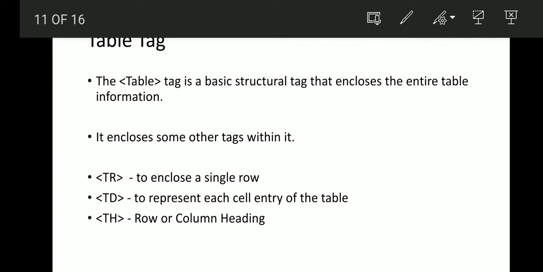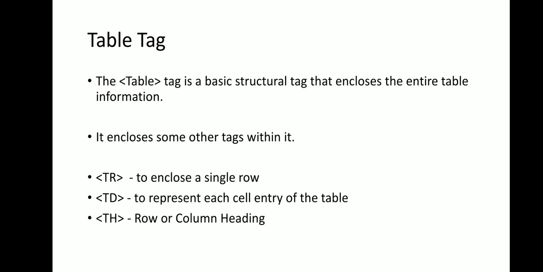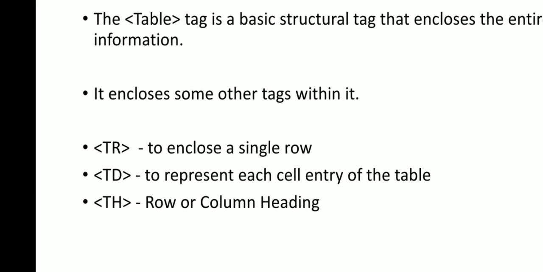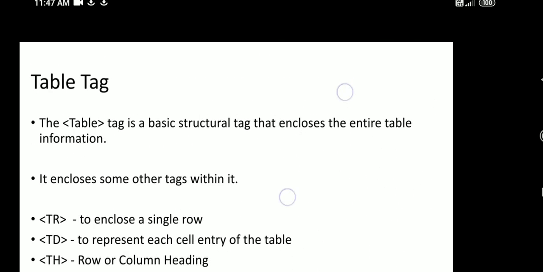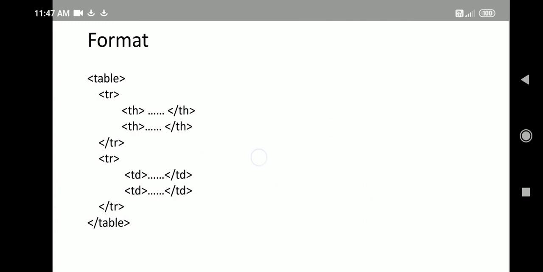To enclose a single row, you should use the TR tag. To represent a cell entry, that is each and every cell value, you have to use the TD tag. And to add a row or column heading, always the table will start with the heading. Yes, only with the heading can we understand what the content of the table is. So for adding a row or column heading, we should use TH. By using all these elements, you can insert a table.